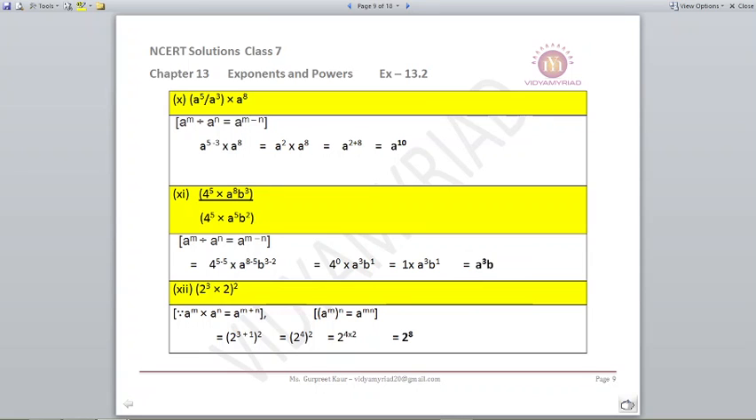Next, 2 raised to power 3 multiplied by 2, the whole raised to 2. So for multiplication, add the powers. So 2 raised to power 3 plus 1, that is 2 raised to power 4, the whole raised to 2. We will multiply the powers now. 4 times 2 is 8. So answer is 2 raised to power 8.